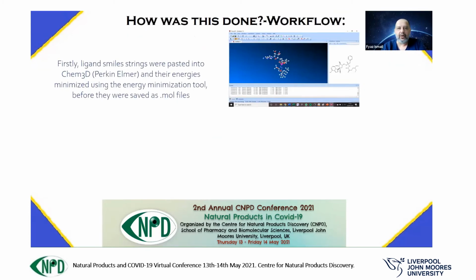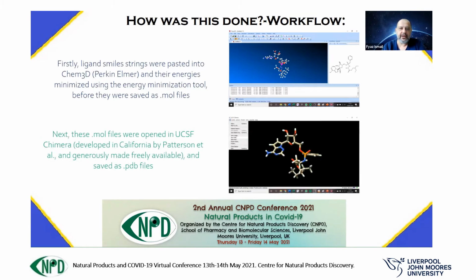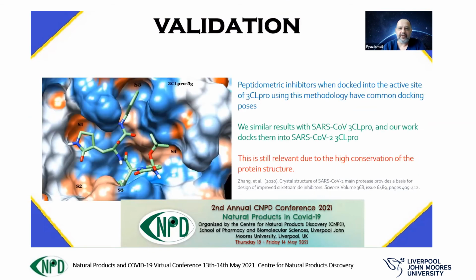So we prepared all our molecules using ChemDraw and Chem3D, which is freely available to our undergraduates, and they could access this from their home computers. And then this was imported into Chimera, and we began our studies. So we benchmarked our work using peptidomimetic inhibitors, which had already been made.